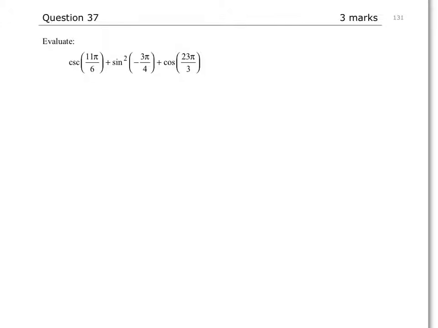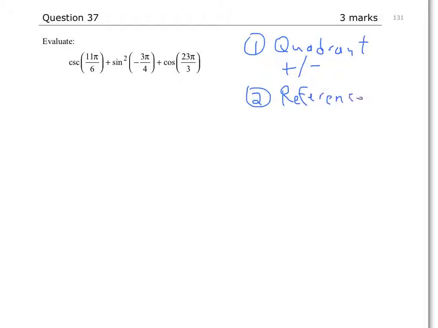The first thing that we must consider is the quadrant. And the reason we want to know what quadrant this is taking place in is because this quadrant tells us whether something is positive or negative. And by something, I mean the trigonometric ratio. The second thing is we want to look at the reference angle. And the reference angle is used to give us the ratio. So the reference angle, along with the special triangle, will end up giving us the ratio.